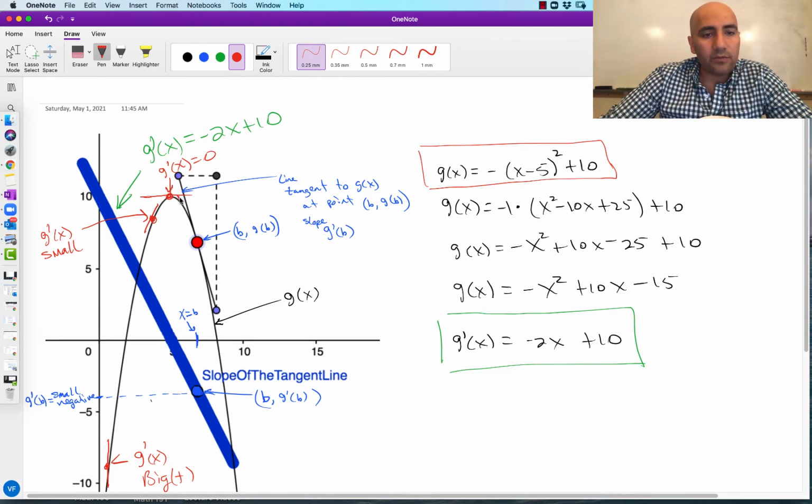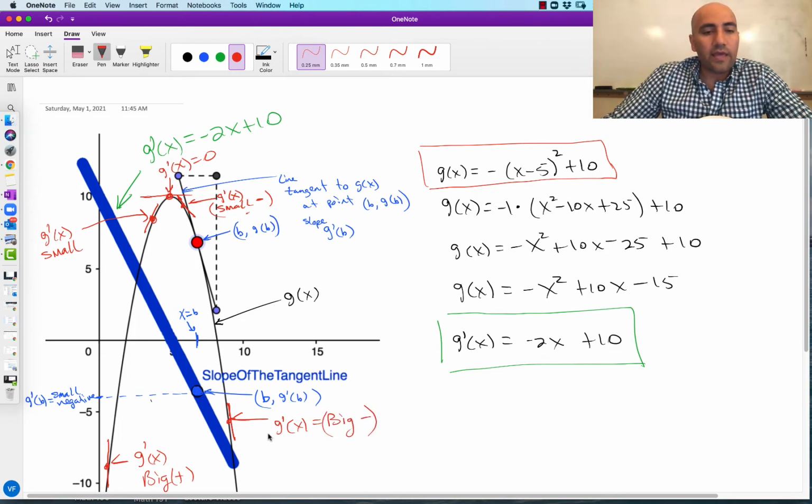A little bit past that, we see that g prime of x is going to be a small negative. And finally, way over here somewhere, g prime of x is going to be equal to some big negative. Okay, so that first derivative is traveling from a big positive to a small positive to 0 to a small negative to a large negative. So we would say that the first derivative is decreasing. So g prime of x is decreasing.